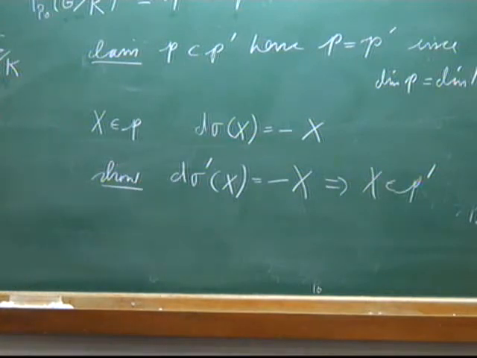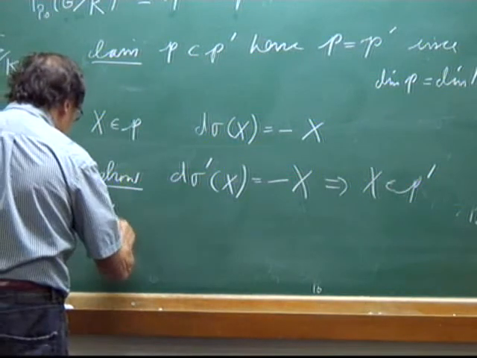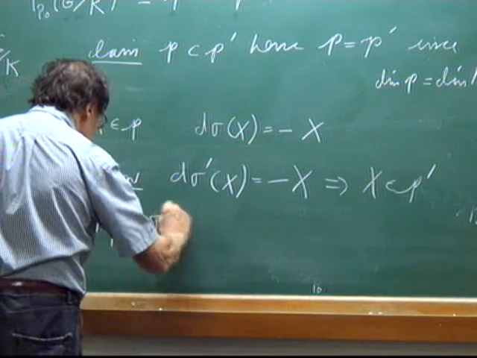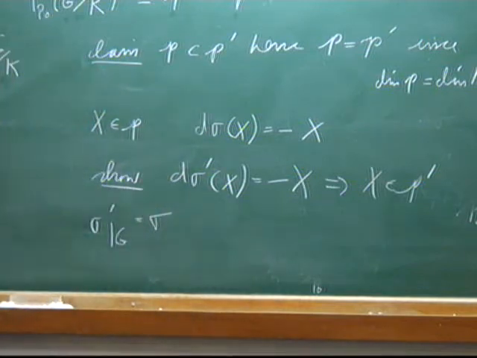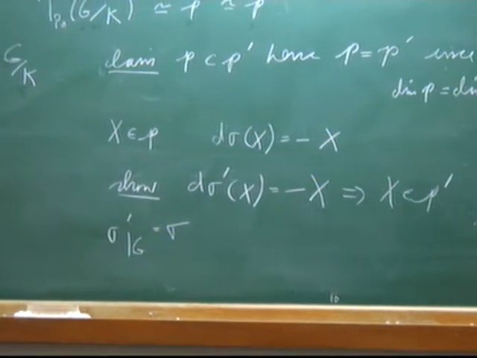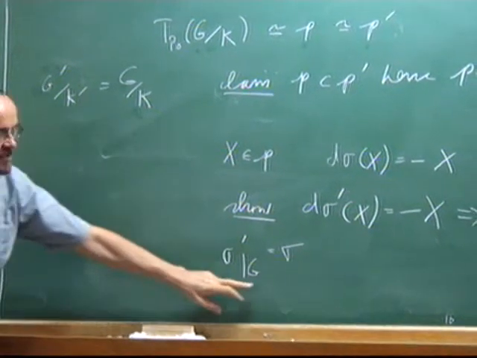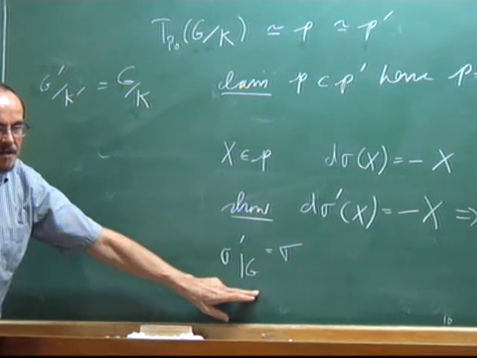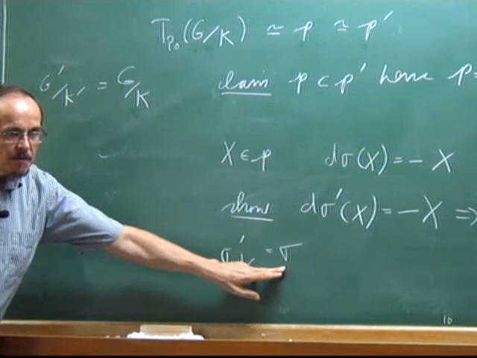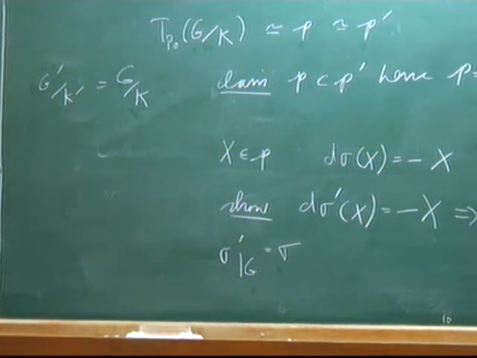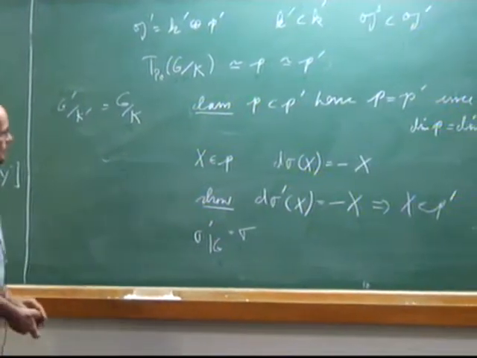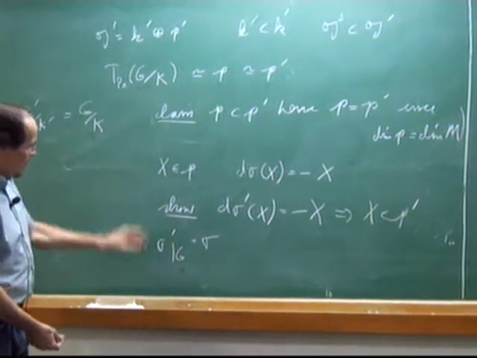For this, I'm going to show that sigma prime restricted to G is sigma. So there actually is a very simple relation between G prime and G, between sigma prime and sigma. Sigma prime is in the big group. G is a subgroup, so I can restrict it. Particularly it's invariant, which a priori is not obvious, that it takes G to G, and the restriction is sigma. That's my claim. Once I can show this, I'm all done.